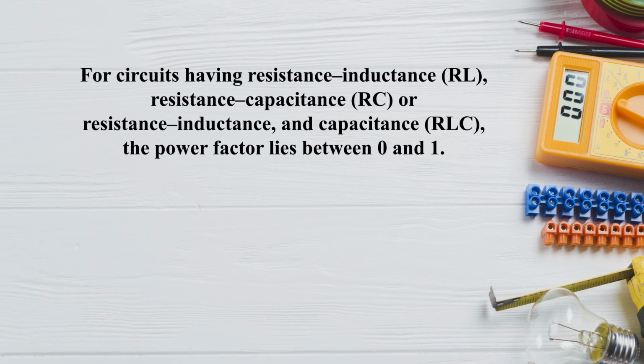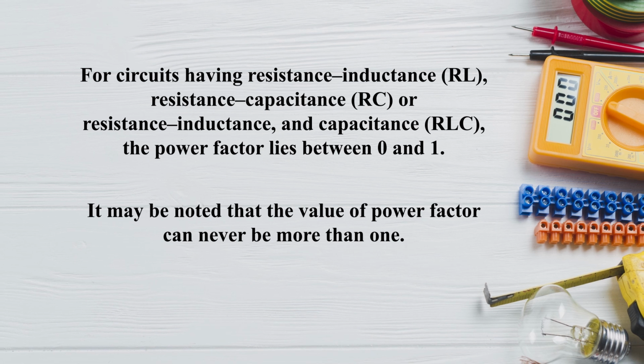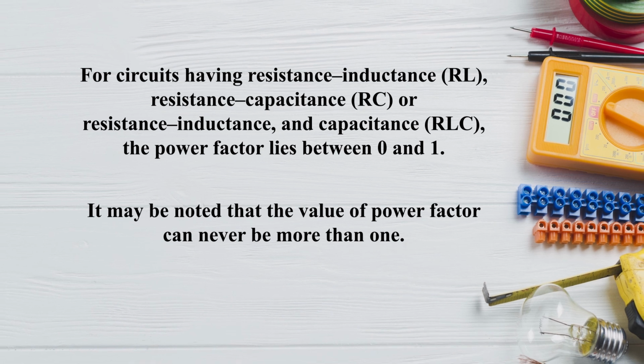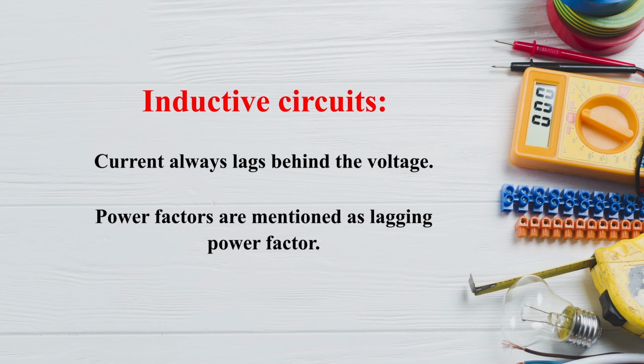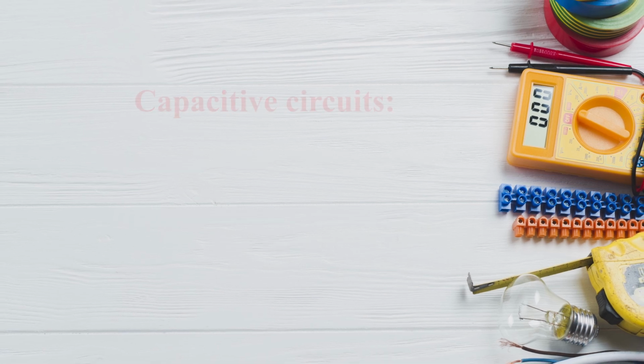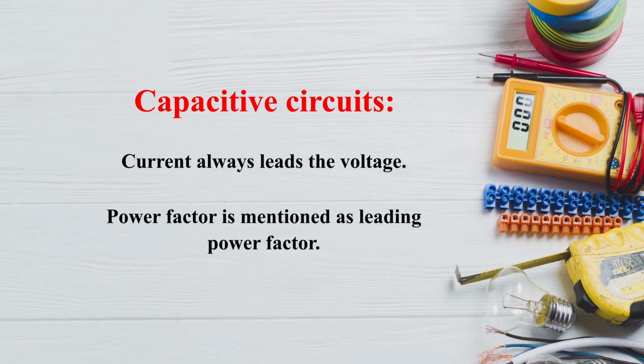For a circuit having resistance and inductance, resistance and capacitance, or resistance, inductance and capacitance, the power factor lies between 0 and 1. It may be noted that the value of the power factor can never be more than 1. Usually the word lagging or leading is attached with the numerical value of the power factor to signify whether the current lags or leads the voltage. In an inductive circuit, current always lags behind the voltage and the power factor is mentioned as lagging power factor, while for the capacitive circuit, the power factor is mentioned as a leading power factor, since in this case current always leads the voltage vector.